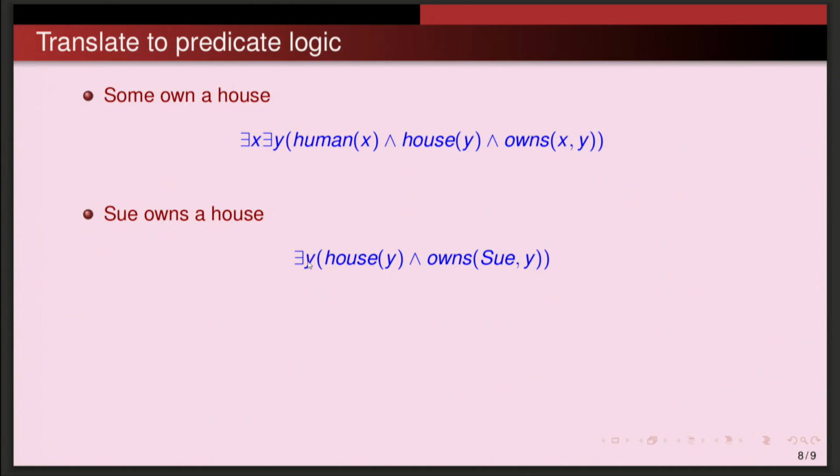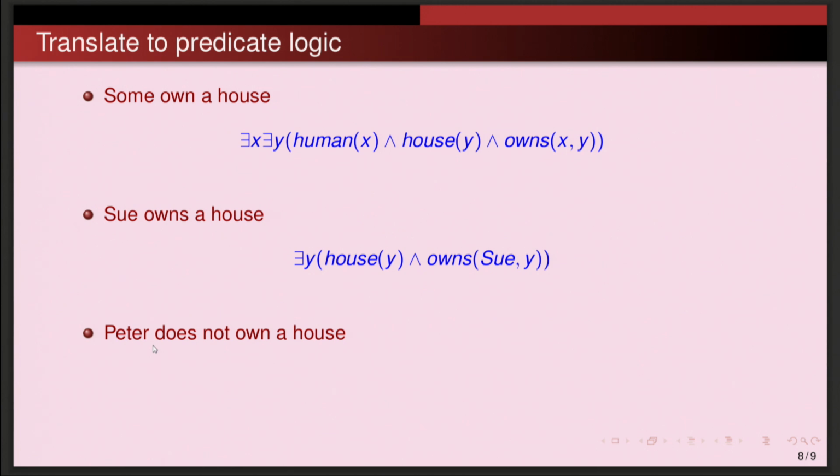In this case, there exists y. If y is a house, then Sue owns it. It is not an implication, but again an and clause, because there is no for all here, and implication is not given here. Okay. And Peter does not own a house.